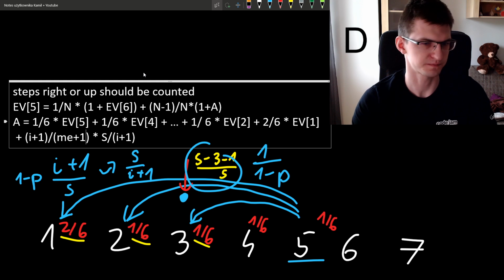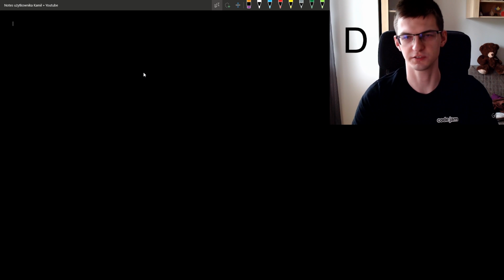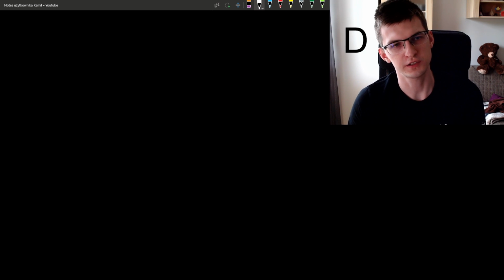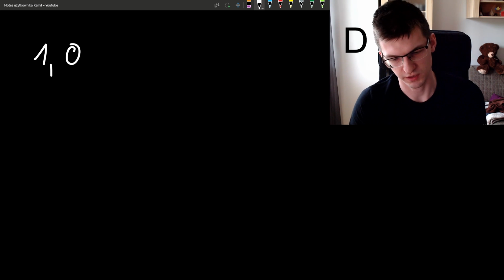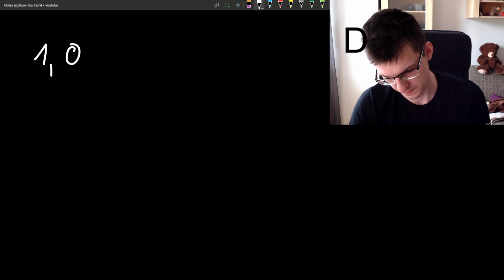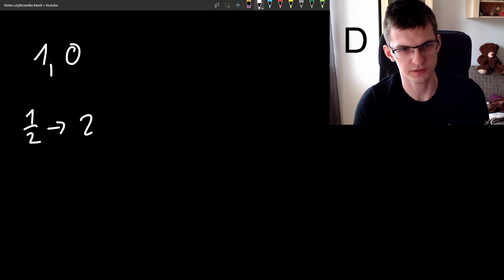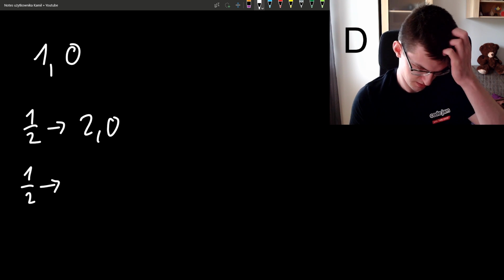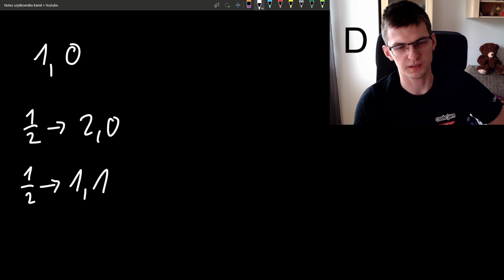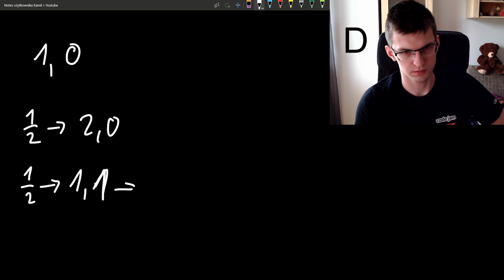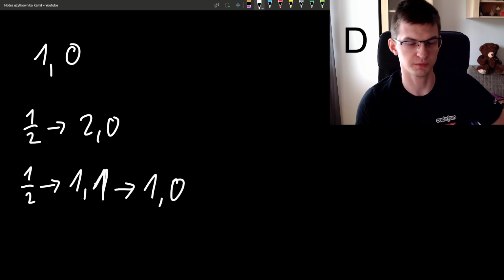What should be the answer if there are just 2 cookies? If the situation is 1 and 0, and now I'm assigning a cookie, then with priority half, there's 2, 0 and I 1. With priority half, this cookie now is like that. And from this state, I need to take away a cookie. So for sure I will get to 1, 0.